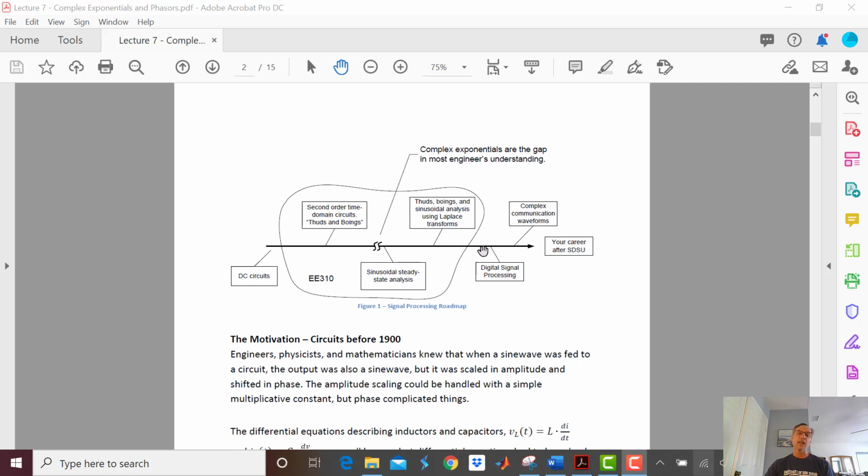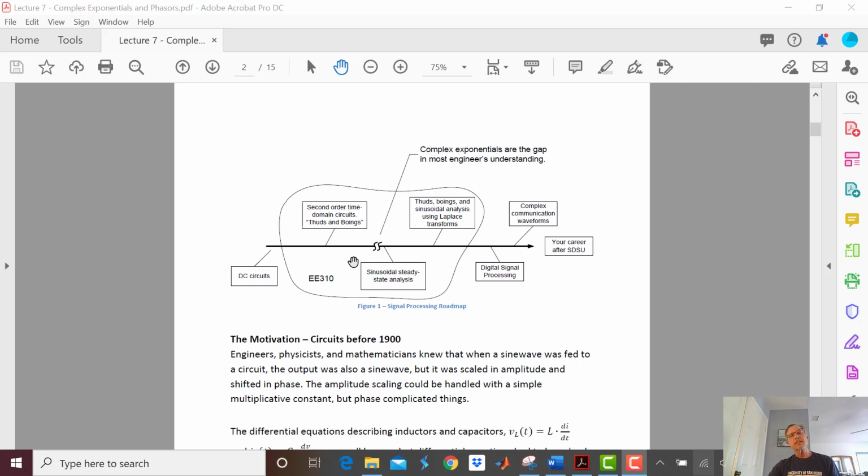But you're going to pass this class, and you're going to get out of EE310, and you're going to do digital signal processing. You're going to do complex communication waveforms. And then you're going to have an awesome career when you leave SDSU, and you're going to make me proud and come back and buy me a cup of coffee.